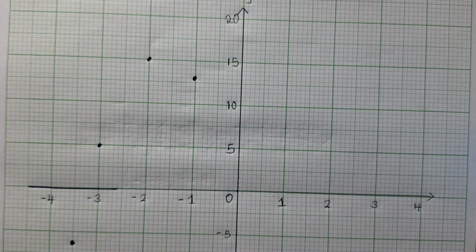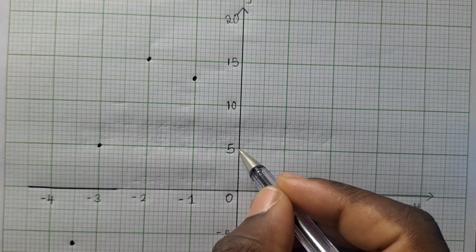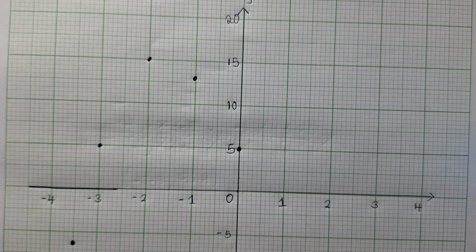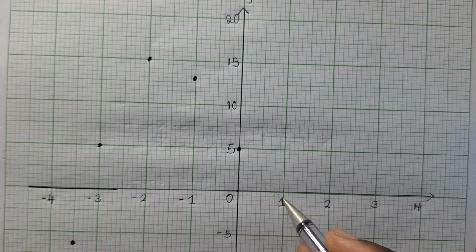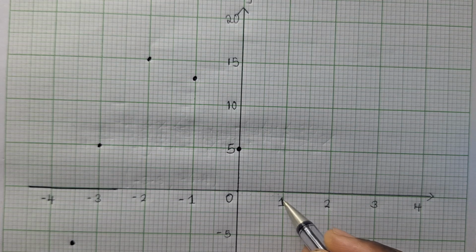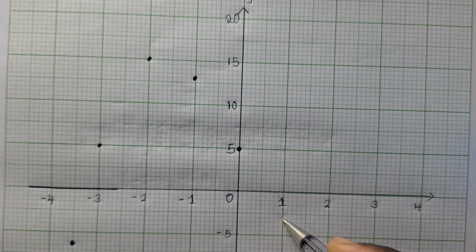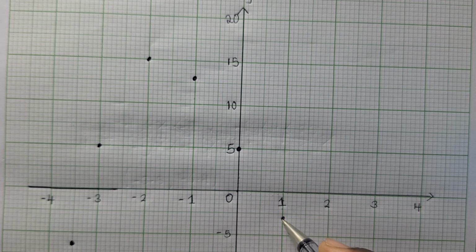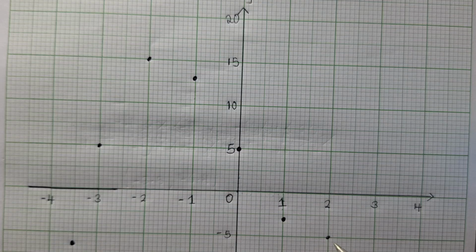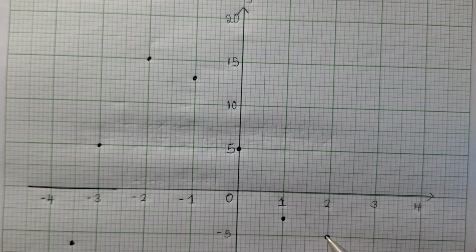The next one is 0, 5. So 0, 5 is right over here. The next one is 1, negative 3. So negative 3 is supposed to be, this is negative 1 here, negative 2, negative 3. It's right over here. Okay, the next one is 2, negative 5. So this is 2, negative 5. It's supposed to be right over here.